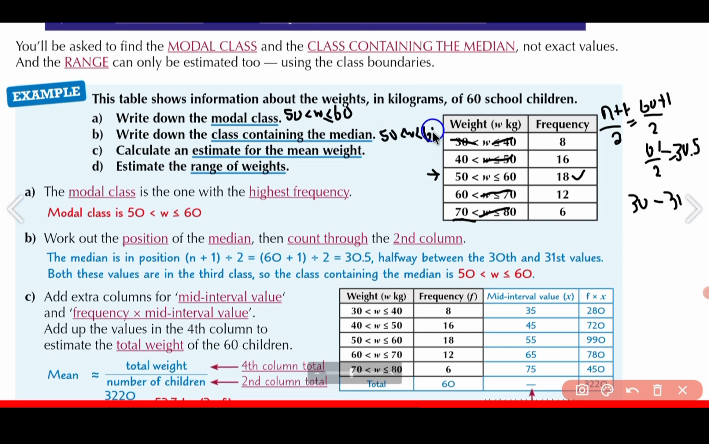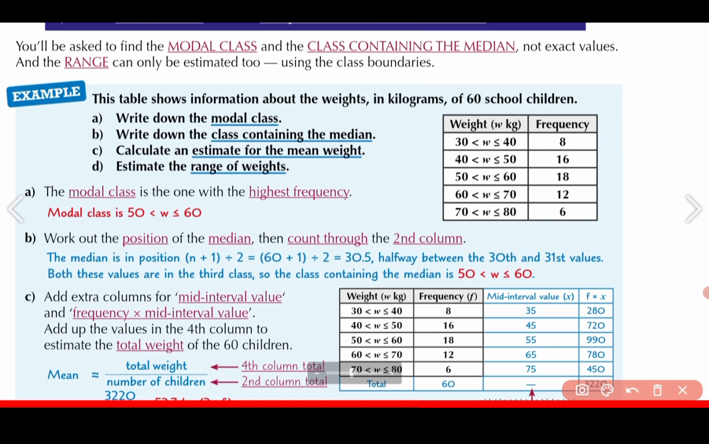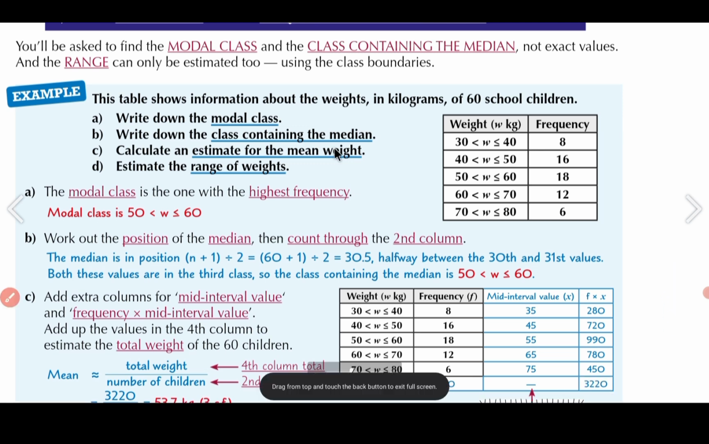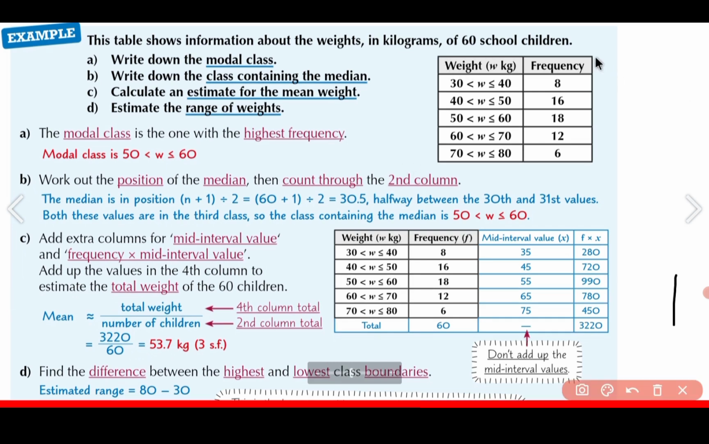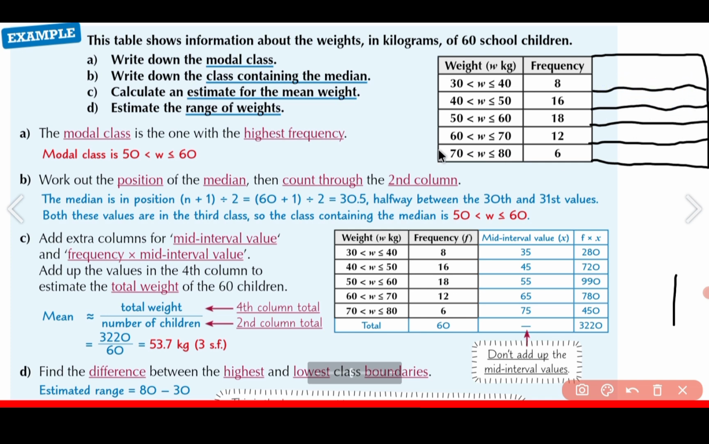Then calculate the estimate for the mean weight. Okay, the estimate for the mean weight. So here's how we're going to find the estimate for the mean weight. I'm going to just do it from here. You can make two tables. We need two tables. Okay, we are going to separate them. So this is how you do it, and then we can just split it like that. So this one we can say x, and then this one would be fx.